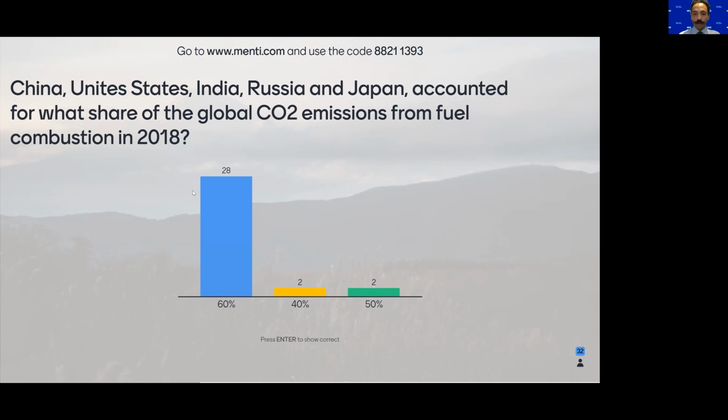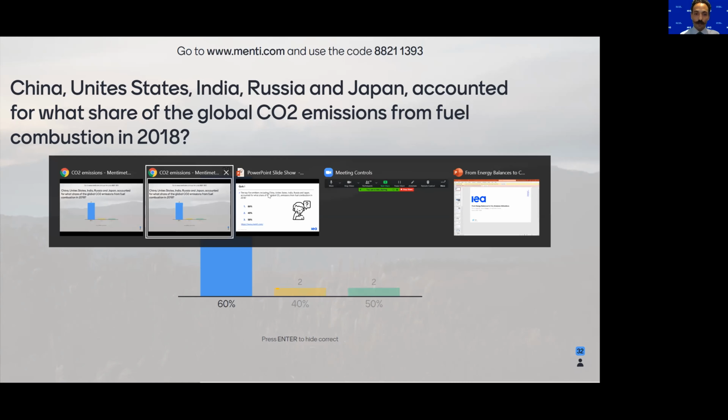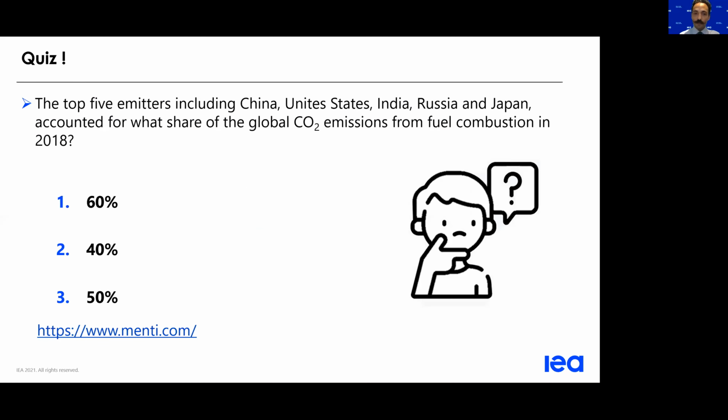Okay, let's have a look at the answer. And as most of you guys have correctly guessed, it's about 60% of the global CO2 emissions. So it's interesting to see that only 5 countries correspond to this large portion of the global CO2 emissions from fuel combustion. Back to the slides.